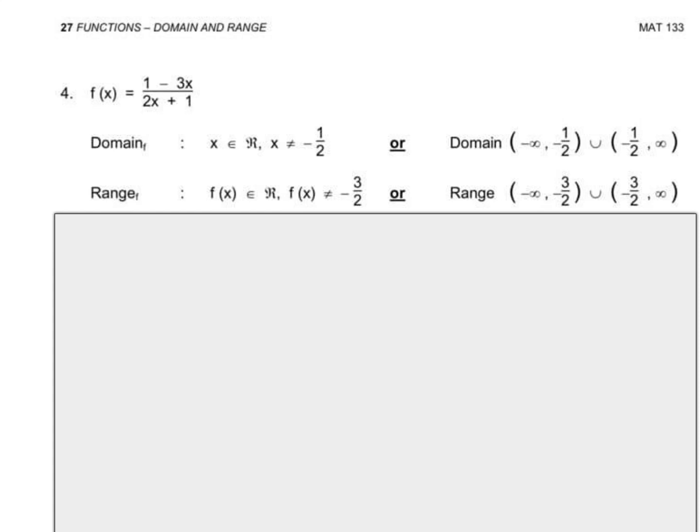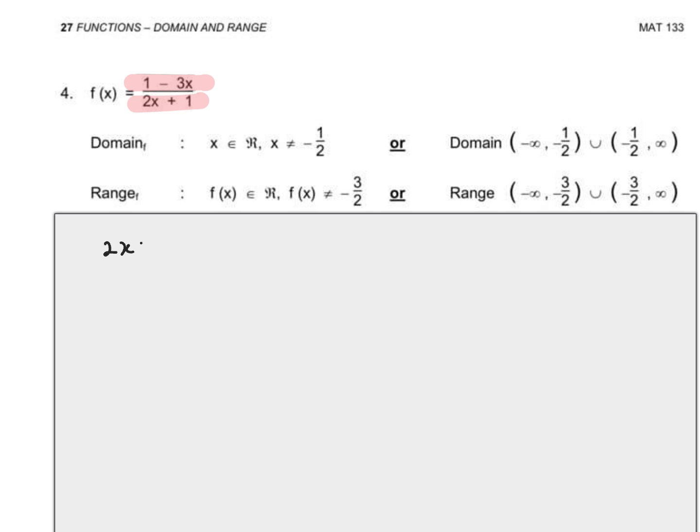Bismillahirrahmanirrahim. Still on domain and range, now we have another example that involves a rational function. This is the equation f(x) equals 1 minus 3x over 2x plus 1. In order to identify the domain, we are looking for the values where the function becomes undefined.